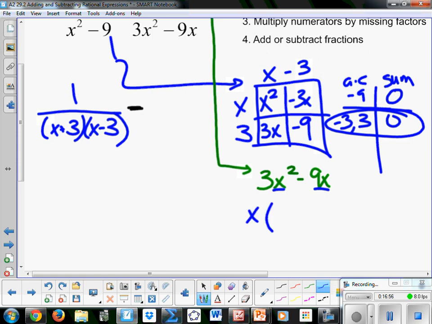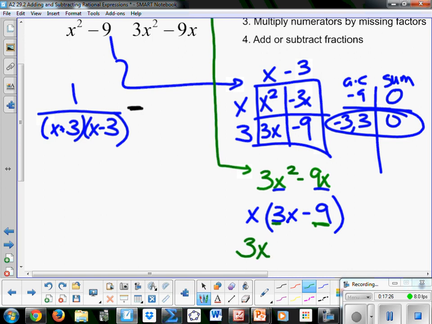We're pulling out, so what times x gives me 3x squared? Well, 3x does the trick, and what times x gives me -9x? Well, -9. Okay, well, it looks like there's another common factor in our 3 and 9. And you're absolutely right, there's a 3 that comes out of both of those. So I'm going to pull out the 3.